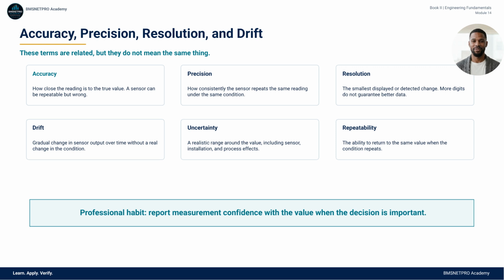A measurement can look precise without being accurate. For example, a room sensor may display 72.04 degrees, but if it is installed on a sunlit wall or behind a cabinet, the extra digits do not make the value trustworthy. Accuracy tells us how close the reading is to the true condition. Precision tells us how repeatable it is. Resolution tells us the smallest increment we can see. Drift tells us the value may slowly move away from truth. For important decisions, do not only say what the BAS value is, say how much confidence you have in it and why.